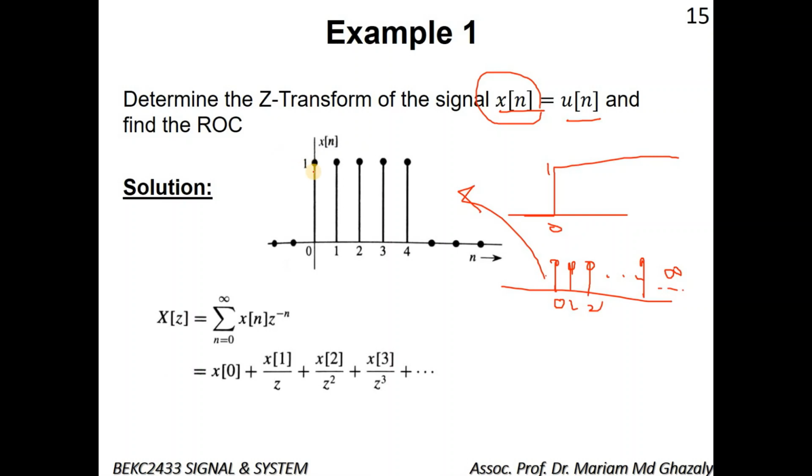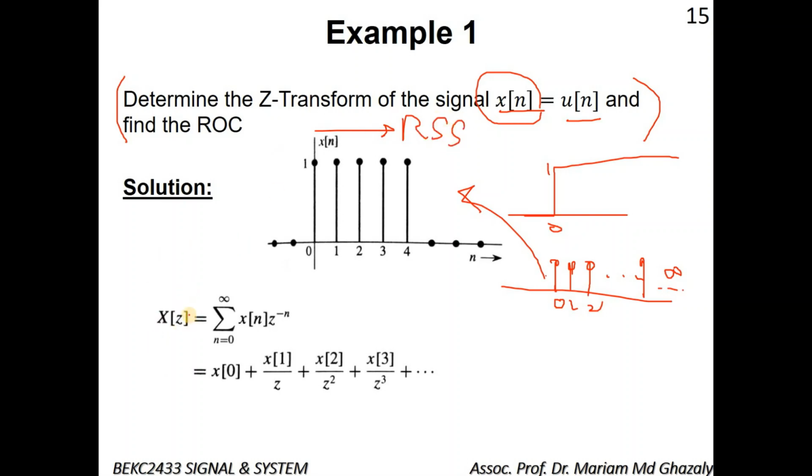Okay, so maybe in your final exam, the graph of this signal x[n] won't be given. You are only given this statement, x[n] equal to u[n], and asked to find the ROC. So what you need to do is draw it out and understand what type of signal it is. Is it a right-sided sequence? Is it a left-sided sequence? Or is it a combination of both right-sided and left-sided? If you see here, that is actually a right-sided sequence.